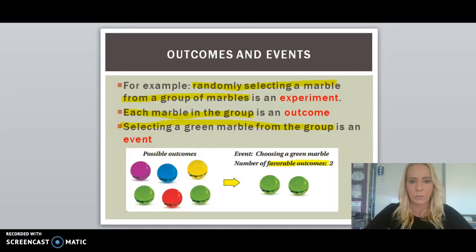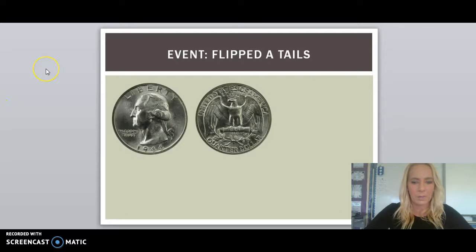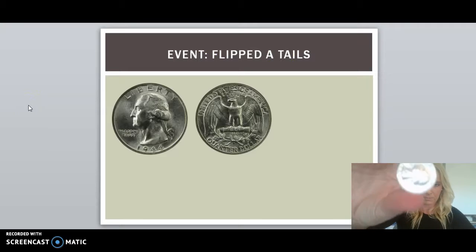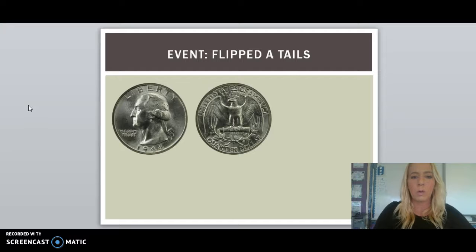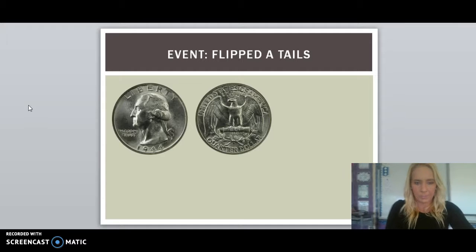So let's do a little experiment. On your guided notes for the video example, what I'm going to do is actually do some experimental probabilities. So my event is flipping a tails on a quarter. So what I'm going to do is take my handy dandy quarter and flip it a couple times, and I'm going to record what I flip.